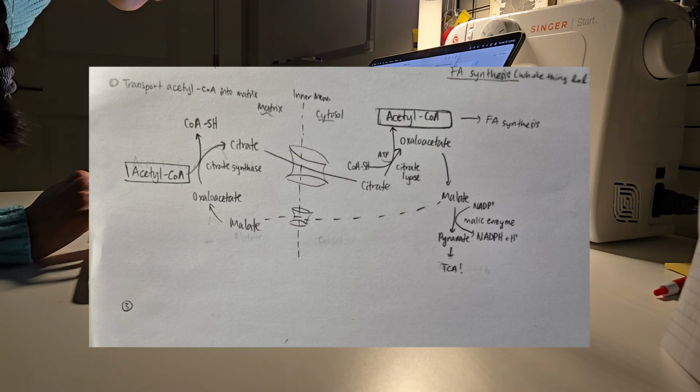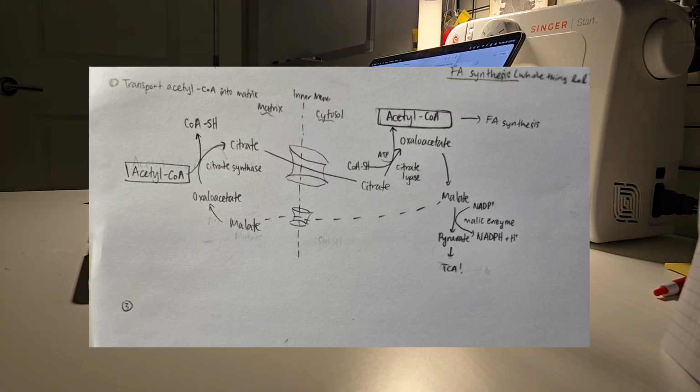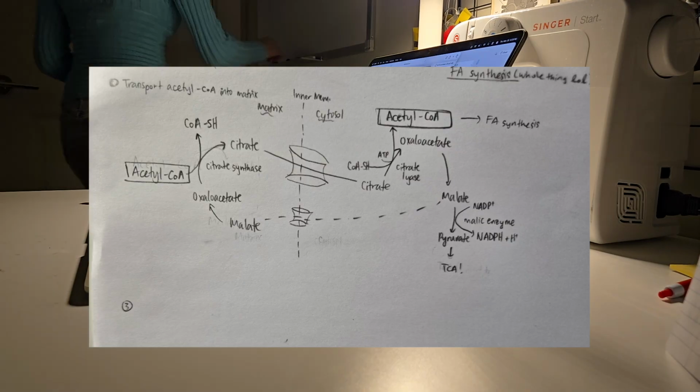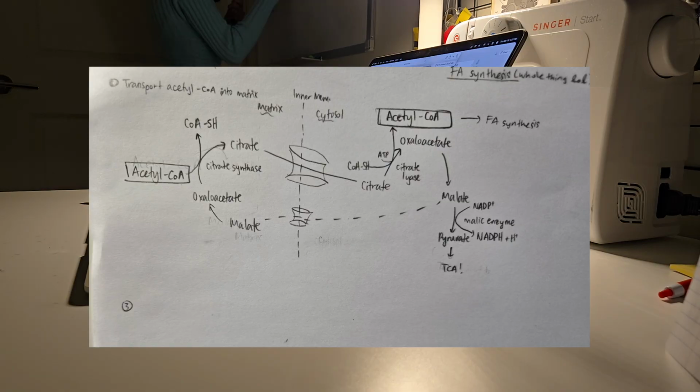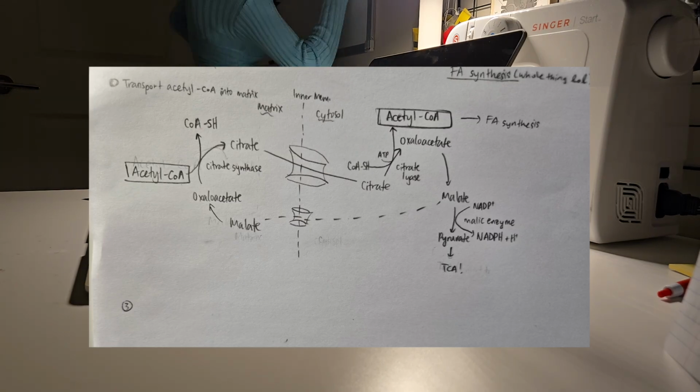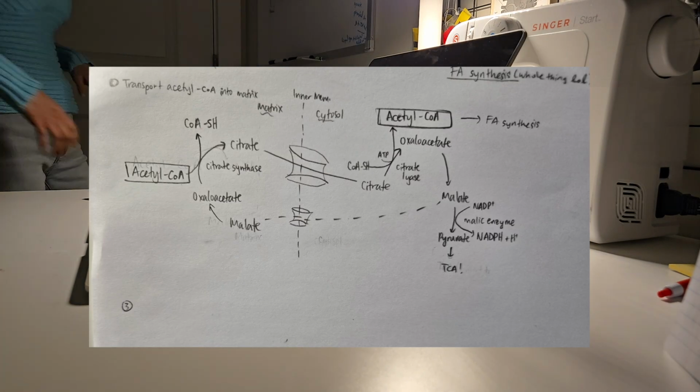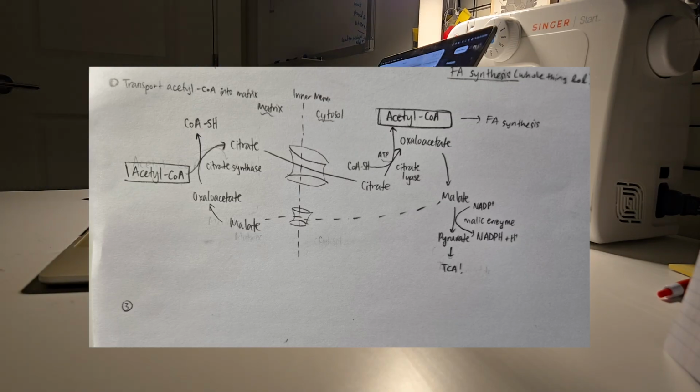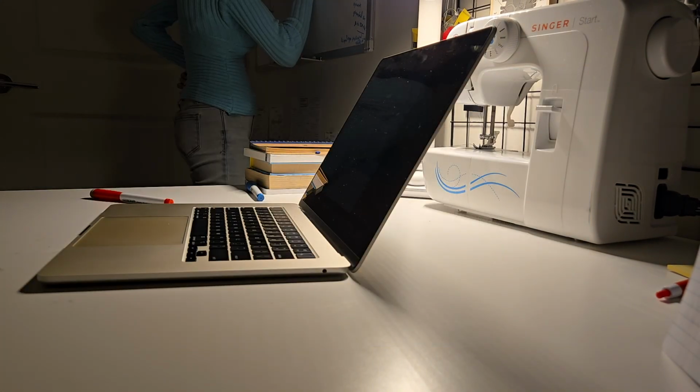The only thing with this first step is that this is only done when there is an excess amount of citrate in the matrix. If there's not an excess amount, then citrate will be used for ATP production, as in oxidative phosphorylation and all that kind of stuff. As I said, NADPH is required for fatty acid synthesis, and this is only done when citrate is in excess.